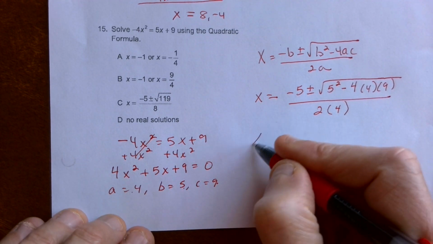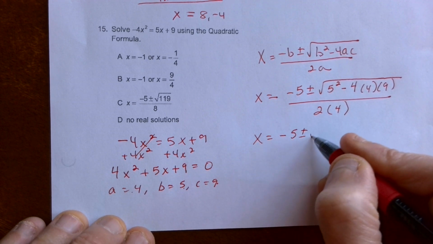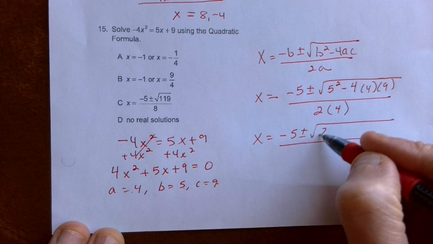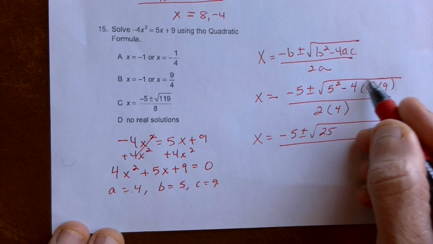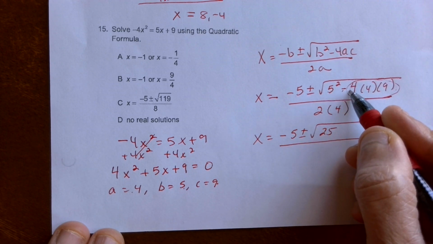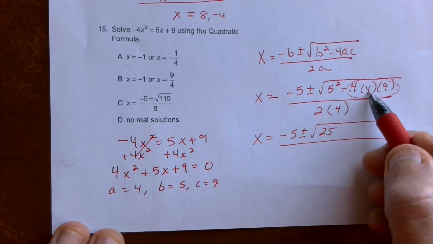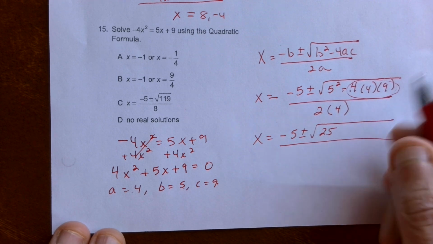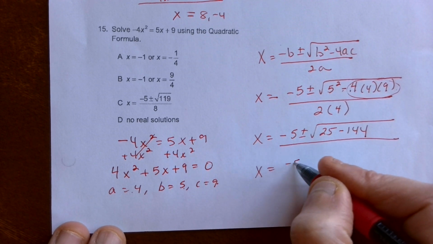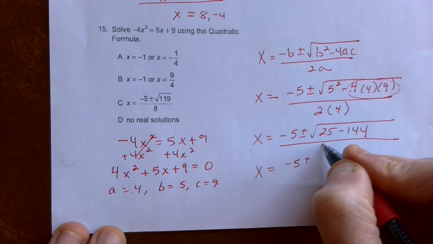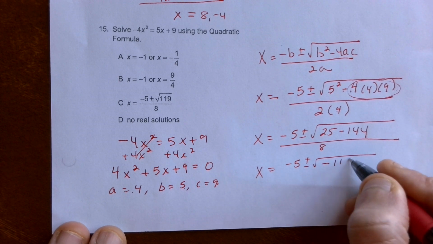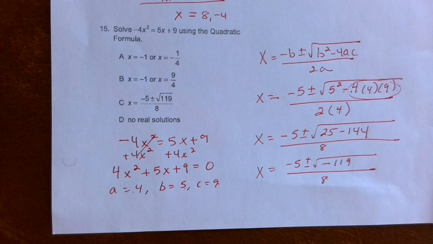All right, class, the only part that people get tripped up on sometimes is order of operations. In here, you do the powers first, so 5 squared is 25. Then you do all this multiplication next; you're not subtracting the 4 first. So we have 4 times 4 is 16, times 9 is 144. Then x equals the opposite of 5, plus or minus, and the bottom is 2 times 4, which is 8. This comes out to a negative 119, I believe, all over 8.